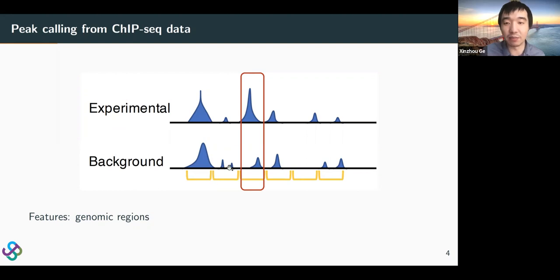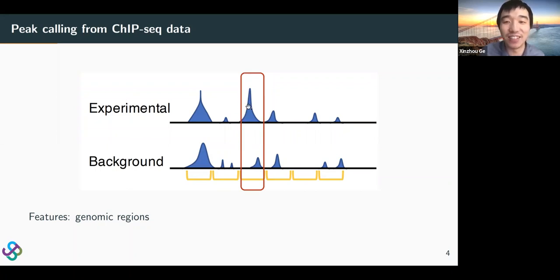Each bin is a feature, and within each bin we can see some peaks in each track. These peaks are the intensity of some genomic, so biological, signals. We want to identify those regions which have higher signals in the experimental condition and small signal intensity in the background condition.